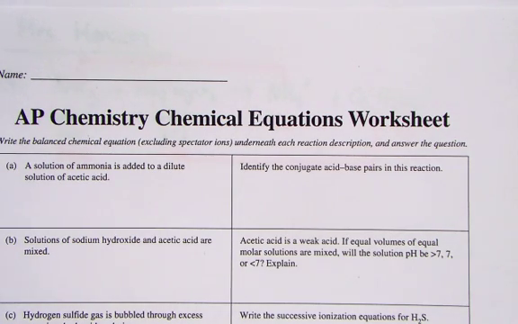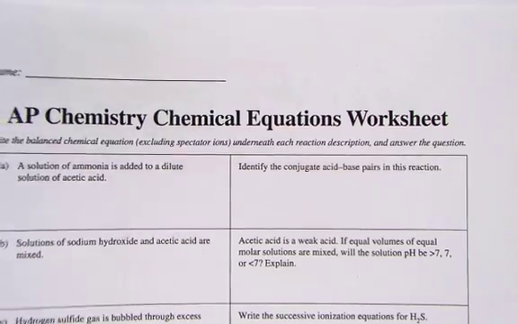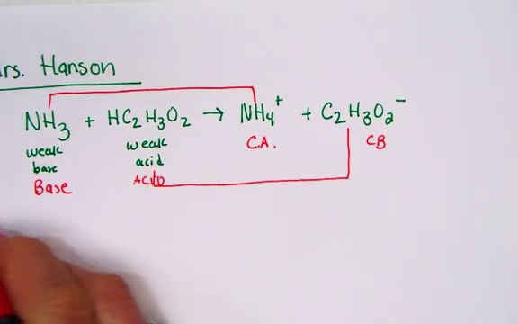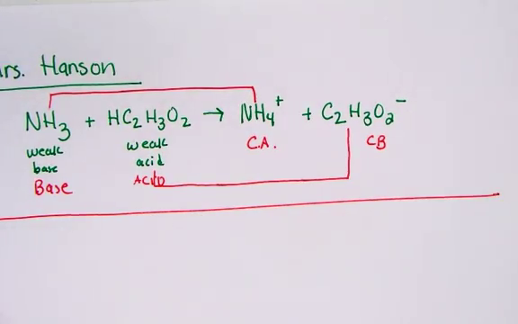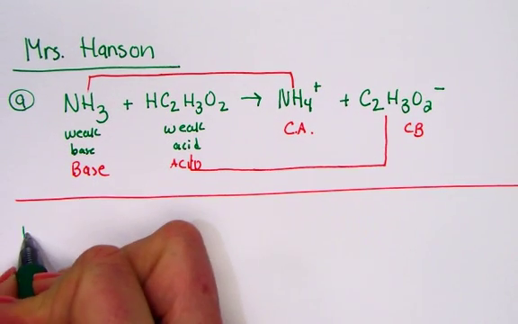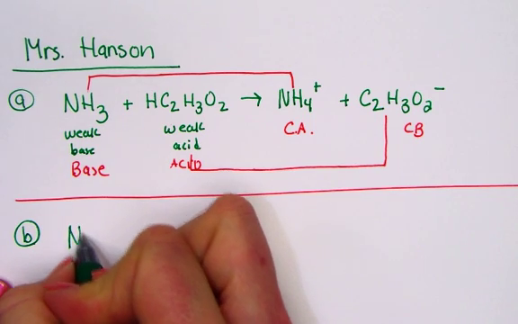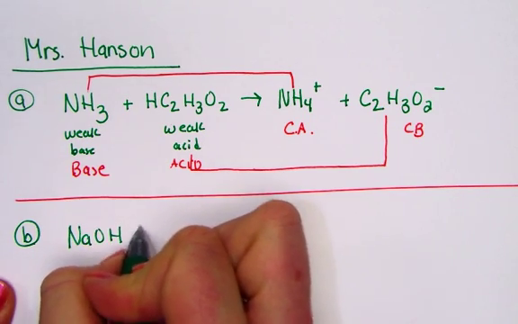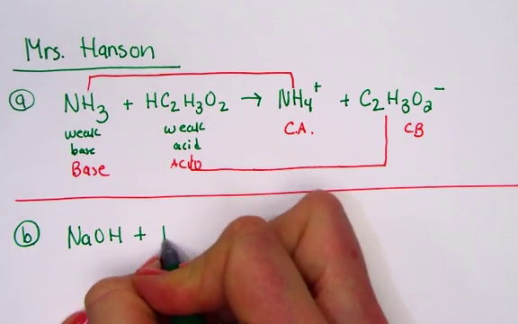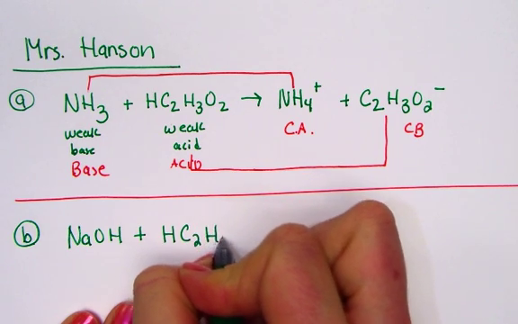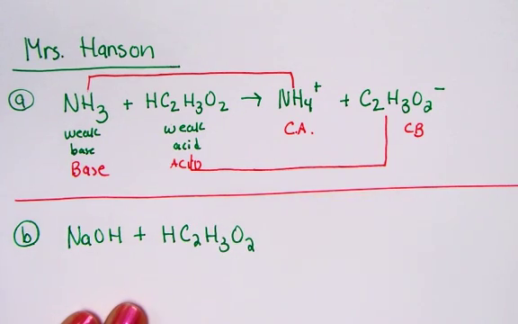Second example, we're working letter B. Solutions of sodium hydroxide and acetic acid are mixed. Again, an acid-base reaction. Beginning this equation on my work page, for the letter B, sodium hydroxide, written as NaOH, reacting with acetic acid, HC2H3O2, acetic acid.